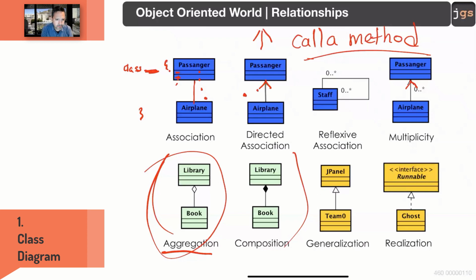3 relationships. Calling methods, fancy name, association. Creating a variable, I am talking about global variables, fancy names, composition or aggregation. And inheritance, extend or implement. Those are the only things that you can do with your classes. In fact, those are the only things that you can do in the source code to connect two files, two classes.